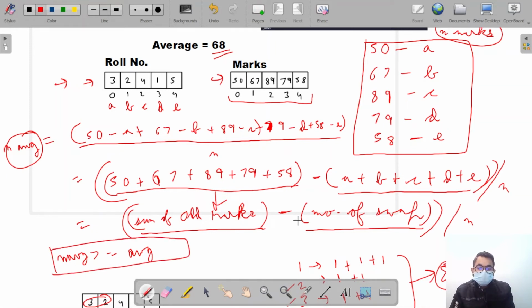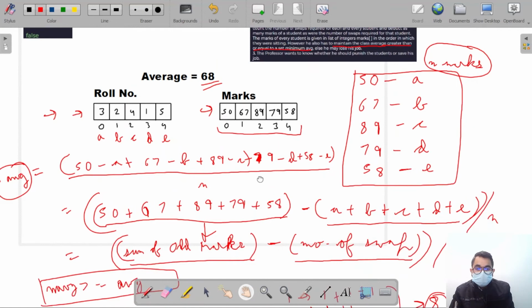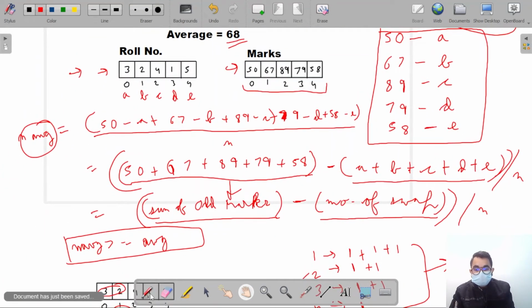Then we were comparing our new average with the minimum average, set by the professor or the school. And if the new average is greater than or equal to the set average, then students can be punished. And else, if the new average is less than the minimum average, then the professor is going to do something else.